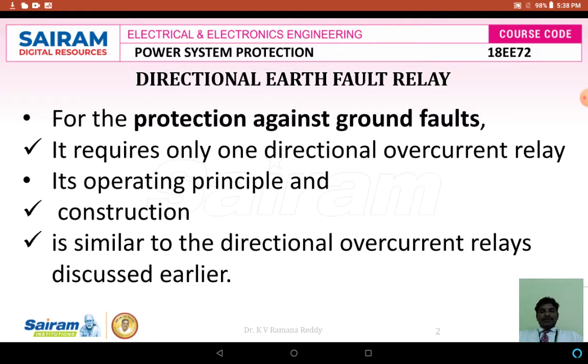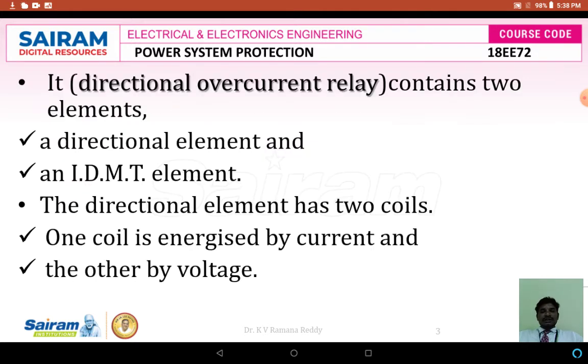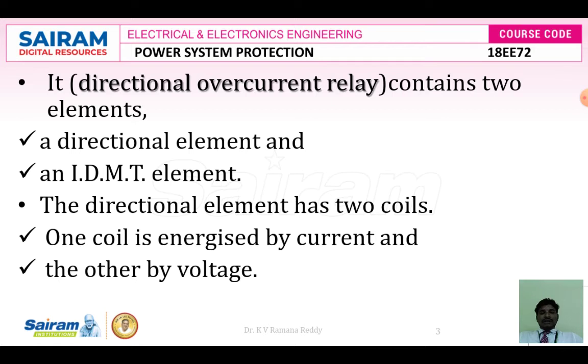Its operating principle and construction are similar to the directional overcurrent relays which we discussed earlier. A directional overcurrent relay contains two elements. One is called the direction element, and the other is called the IDMT element. The direction element has two coils. One coil is energized by the actuating quantity called fault current, and the other by the actuating quantity called voltage.